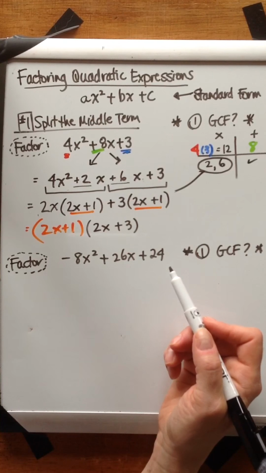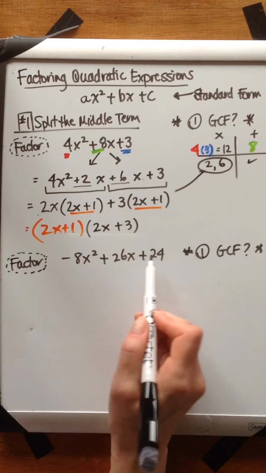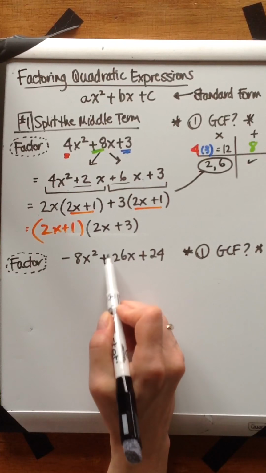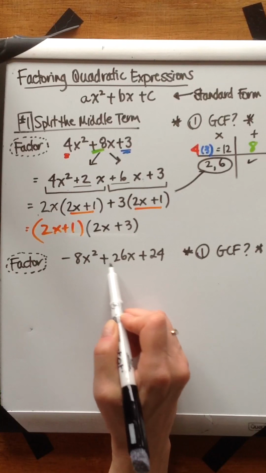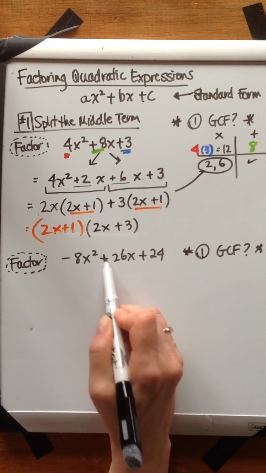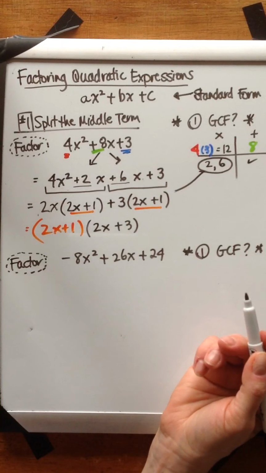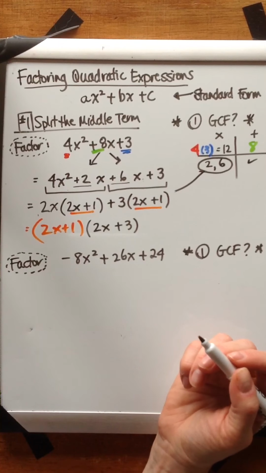Could I go any bigger than that? Is there a 3 or is there a 4 or so on? Well, 26 is kind of the limiting one because 26 can only be created by 2 times 13. It has no other factors, whereas 8 and 24 have a number of other ones to choose from. So 2 is the biggest.